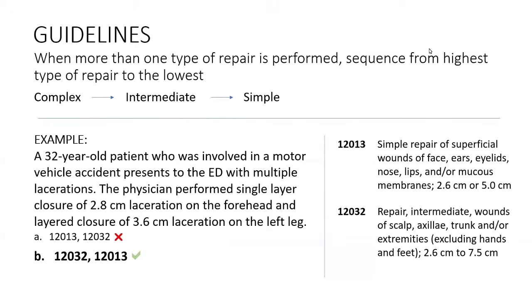There are two important guidelines that we need to follow while coding repairs. First and foremost, when more than one type of repair is performed, the sequence should always be from the highest type of repair to the lowest. Let's say the physician has performed simple repair, intermediate repair, as well as complex repair on a patient, sequence starting with complex repair and then intermediate and then simple repair.